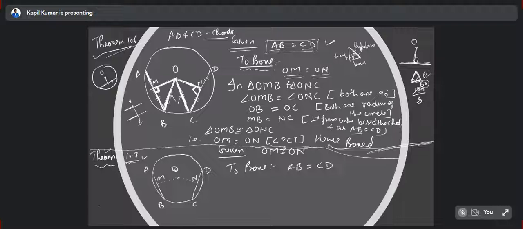Triangle OMB is congruent to triangle OMC. OM equals ON. Finished, sir.